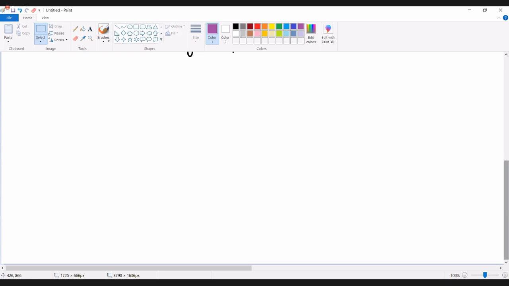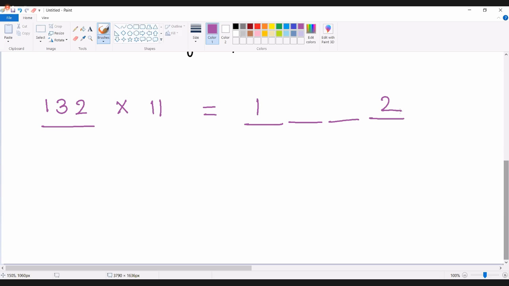Even you can extend this logic to the 3-digit number as well. So for example, I have a number like 132, I'm just multiplying this with 11. I want to know the result. 132 is a 3-digit number. Answer will be having 4 digits. The first and last digit will be same. To get the middle digits, 3 plus 2, that is going to be 5. 3 plus 1, that is going to be 4. Answer is 1452.